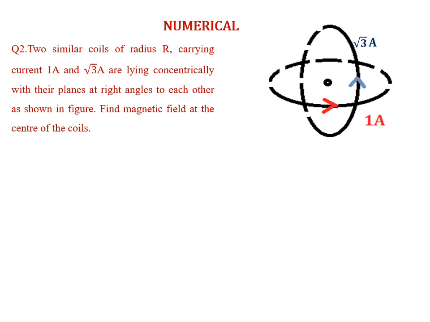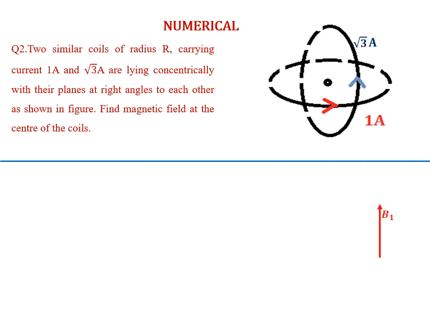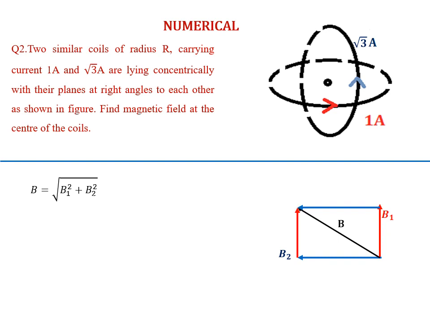Magnetic field due to 1 ampere will point vertically upwards. Current is in the anti-clockwise direction, so the magnetic field will be normally outwards. It will be in the upward direction. And the magnetic field due to root 3 amperes will lie in the horizontal direction as shown in the figure. These two vectors are perpendicular to each other. Hence their resultant will be given by under root of b1 square plus b2 square, and it will be represented along the diagonal of the parallelogram formed.